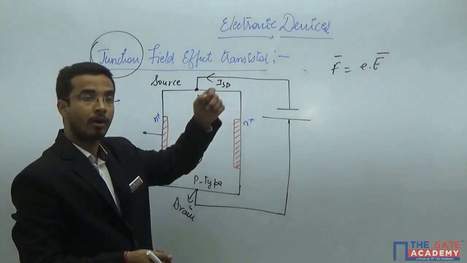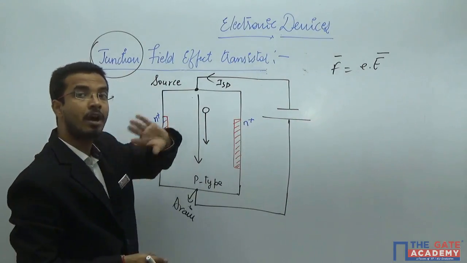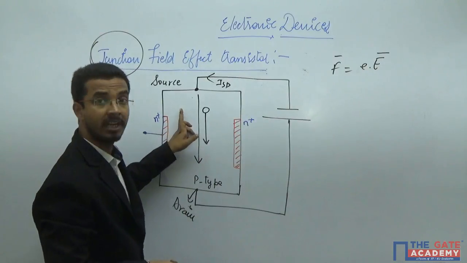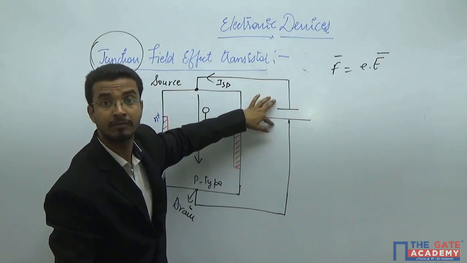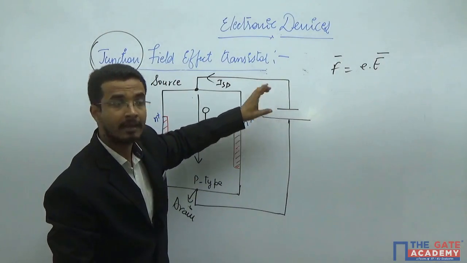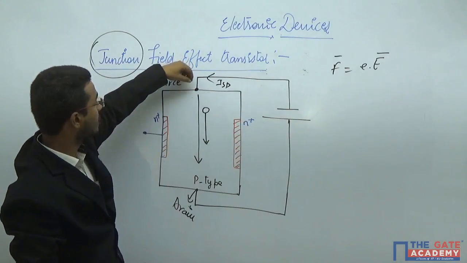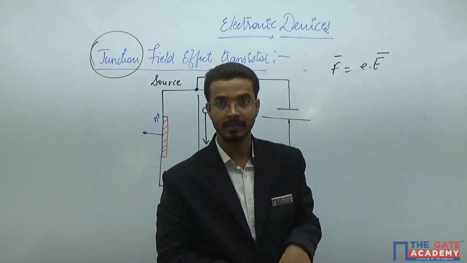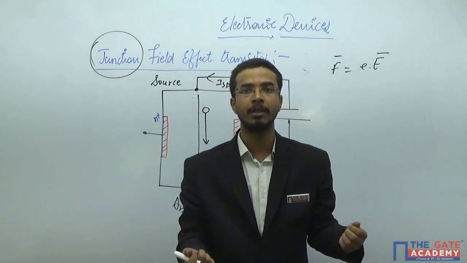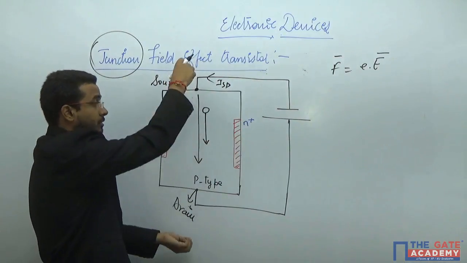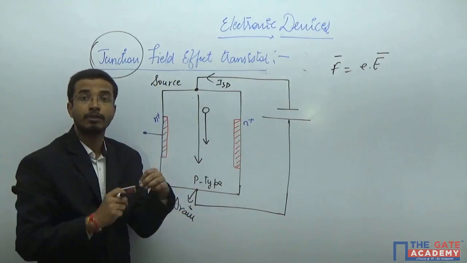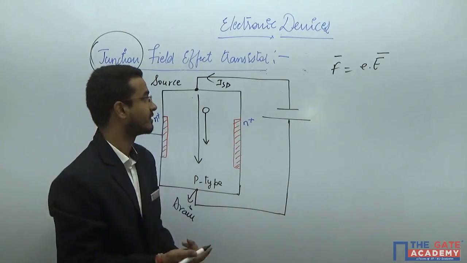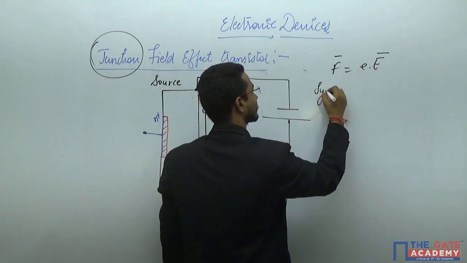That means for this device, you cannot guarantee which terminal is source and which terminal is drain until the application of the battery. Okay, that means the battery will decide which terminal will act as a source and which terminal will act as a drain. That means you have the freedom to interchange these two terminals. And whenever you have such flexibility in any particular device, that is known as a symmetrical device.